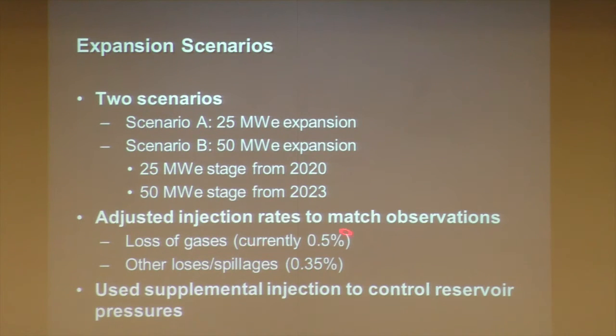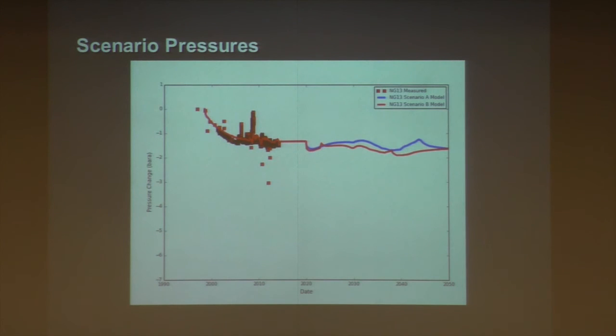We've kept this loss and spillage factor the same, but we adjusted the loss of gas to decrease with time from about 0.5% at the moment to a very low value at the end of the forecast. And then we continue to use supplemental injection to control the reservoir pressures required. And we're able to achieve the necessary control of the reservoir pressures.